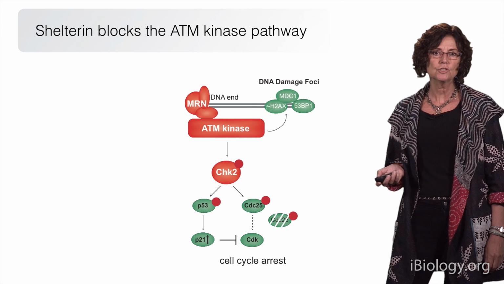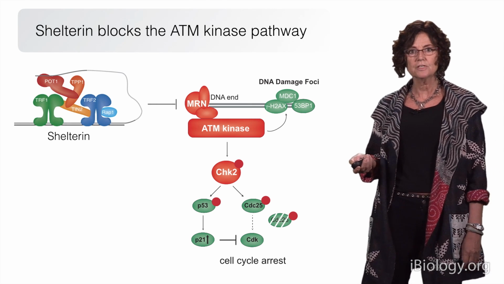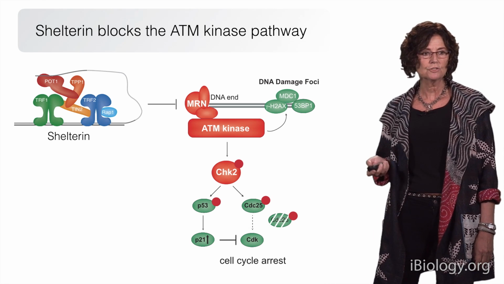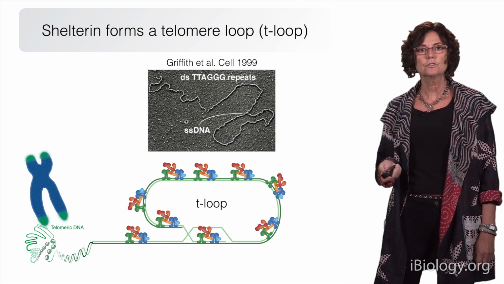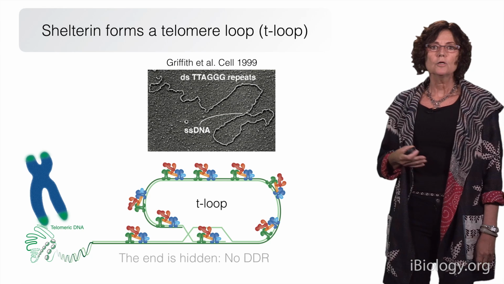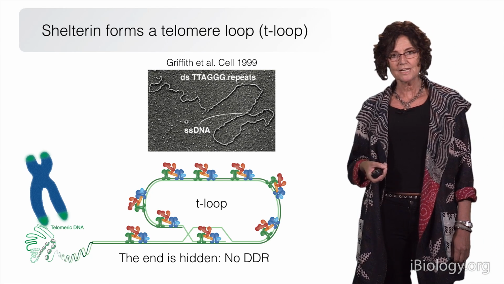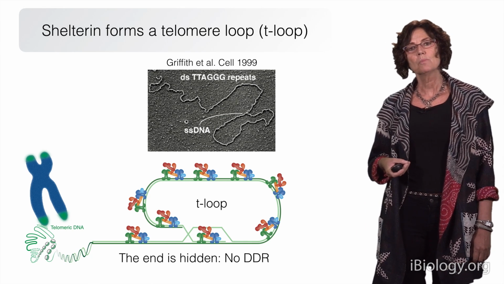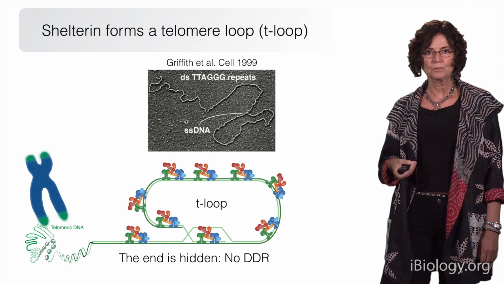Obviously, none of this should happen at telomeres, even though the telomeres look very much like an MRN binding site. Shelterin needs to shut down this program. How does it do this? Our current model is that Shelterin manages to block the ATM kinase signaling pathway at natural chromosome ends by remodeling the telomere into what we call a T-loop.